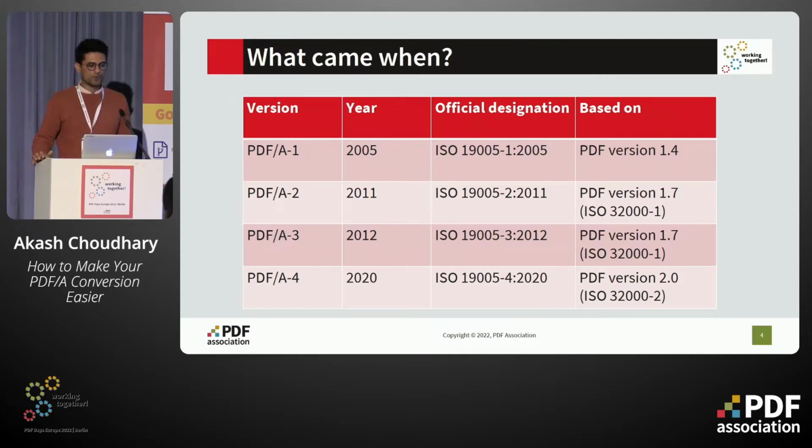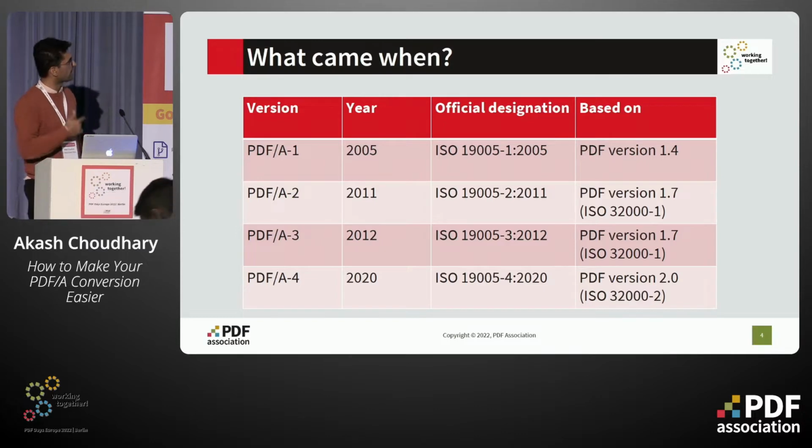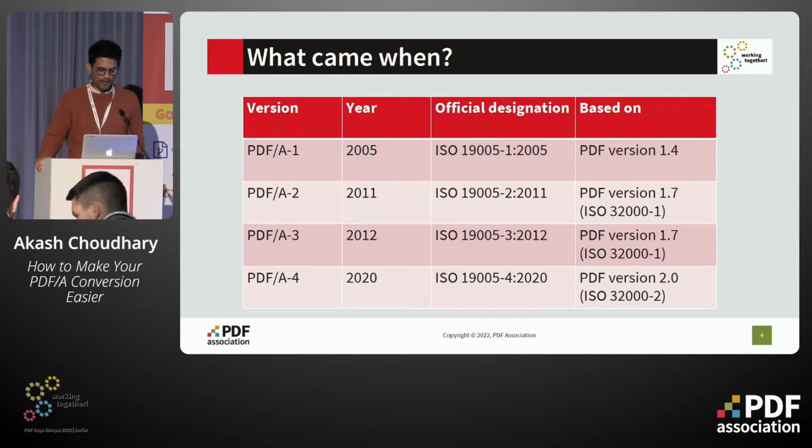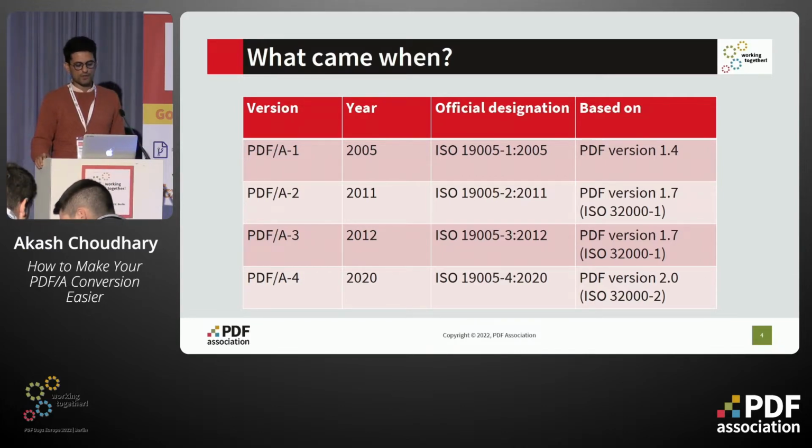To go into detail into how to make your PDF-A conversion easier, I think I have to go a bit into the background of PDF-A substandards. So PDF-A1 was published in 2005, and the official designation you might know is ISO 19005-1, and the year 2005 is denoted in the designation as well. Now this version is based on PDF version 1.4.